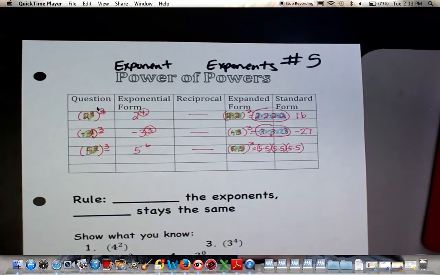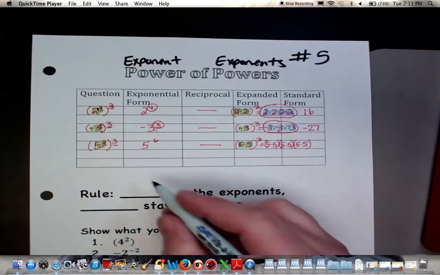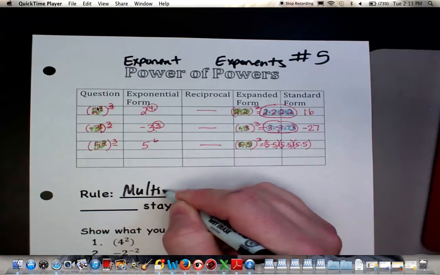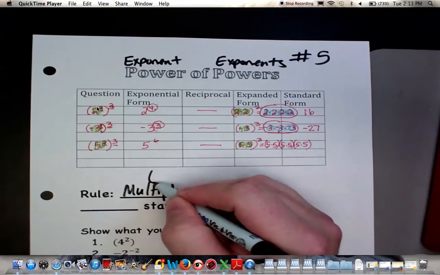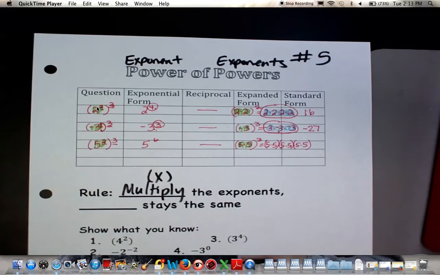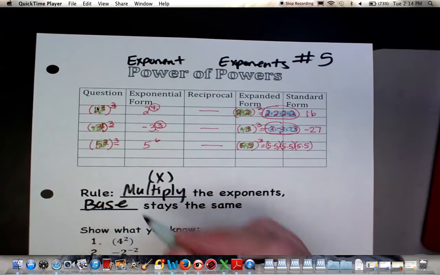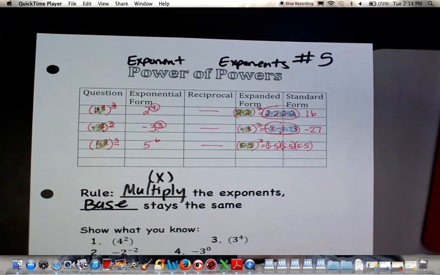So my rule here is that when I multiply the exponents, the base will stay the same. I'm going to multiply the exponents, and the base will stay the same.